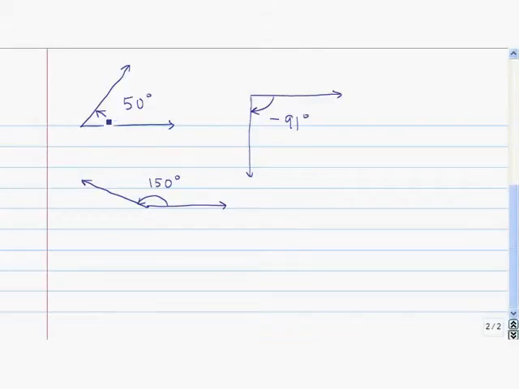Here are some approximate angles. I took the ray and rotated it in the counterclockwise direction by about 50 degrees, so this is a 50-degree angle. In this case, the ray was rotated in the clockwise direction, so this angle has a measure of negative 91 degrees. This angle here has a measure of about 150 degrees. If you rotate it one full circle, in which case the initial side corresponds with the terminal side, then you go through 360 degrees.